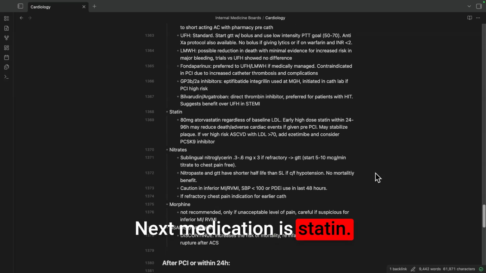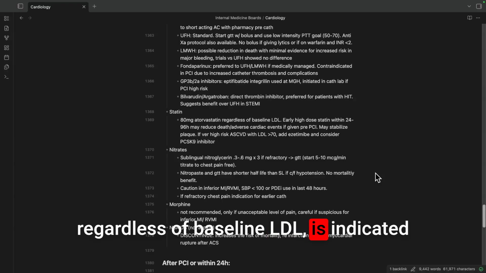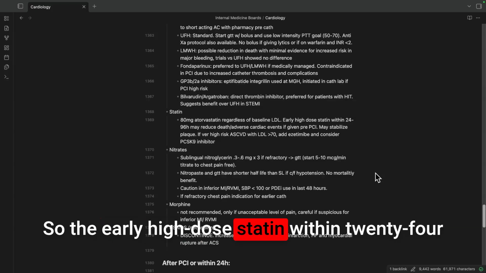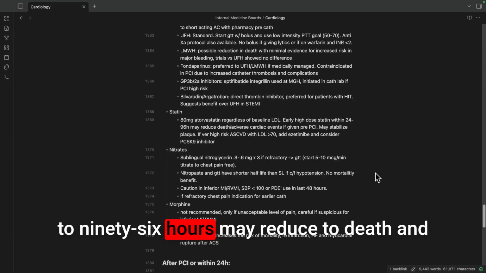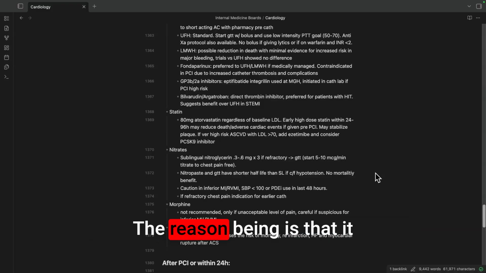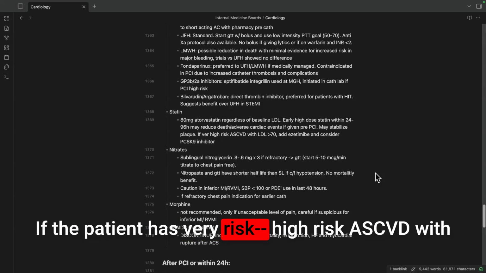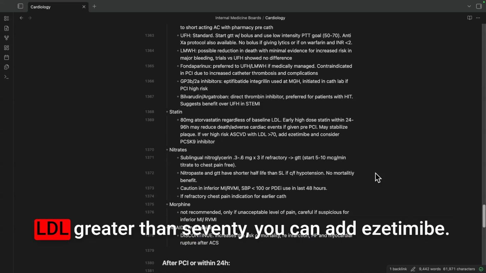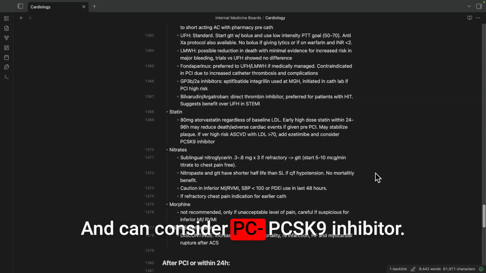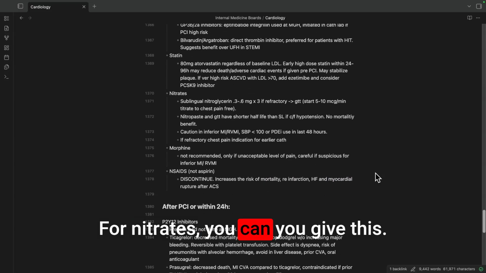Next medication is statin. So 80 milligrams atorvastatin, regardless of baseline LDL, is indicated for all patients at presentation. So the early high-dose statin within 24 to 96 hours may reduce the death and adverse cardiac events if given pre-PCI. The reason being is that it can stabilize the plaque. If the patient has high risk ASCVD with LDL greater than 70, you can add ezetimibe and can consider PCSK9 inhibitor.